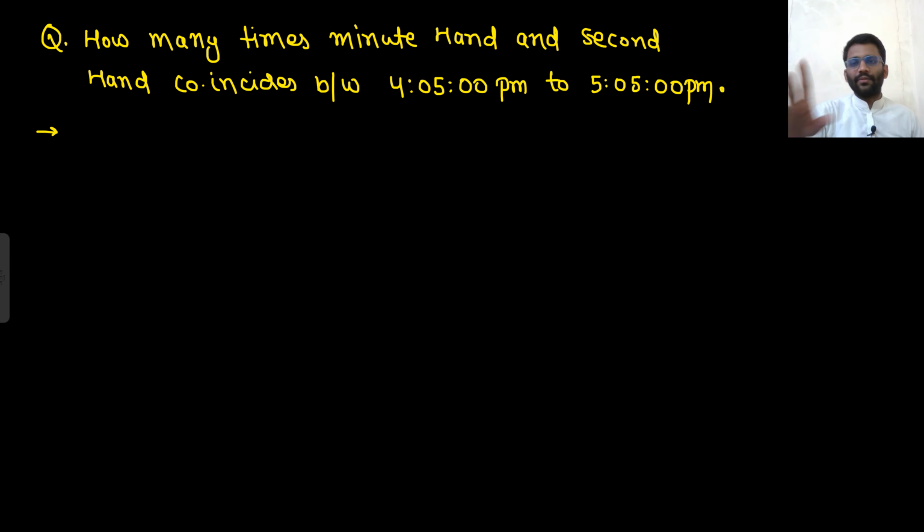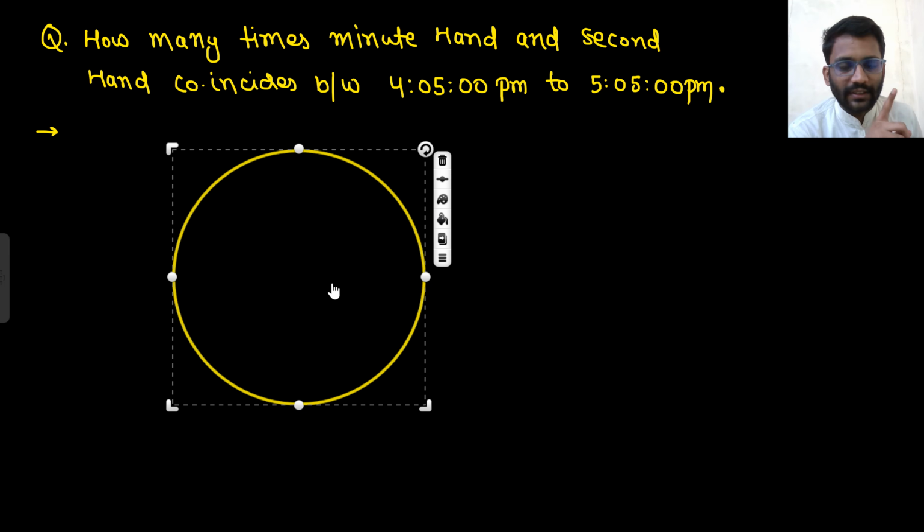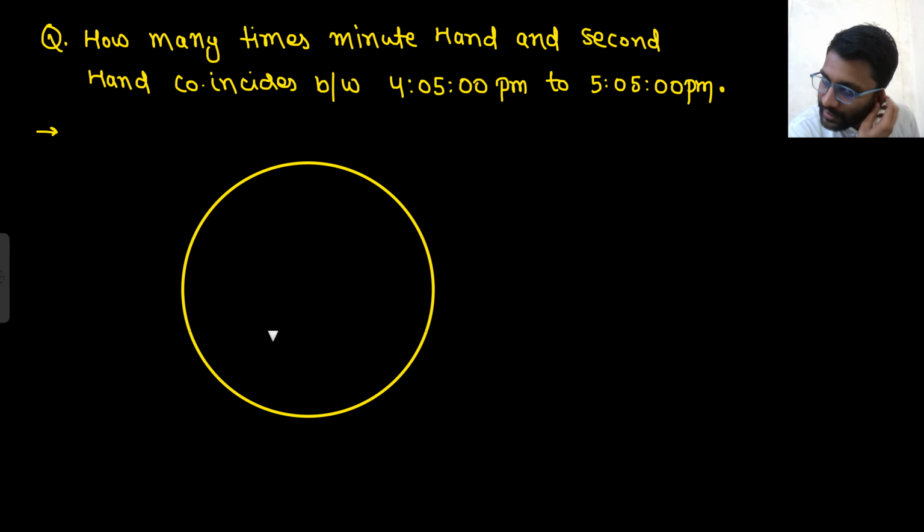Let's see this question now. How many times do the minute hand and second hand coincide or collide between 4:05 p.m. to 5:05 p.m.? 4:05 to 5:05. This is the question now. Pause the video and solve it on your own, then see the answer.